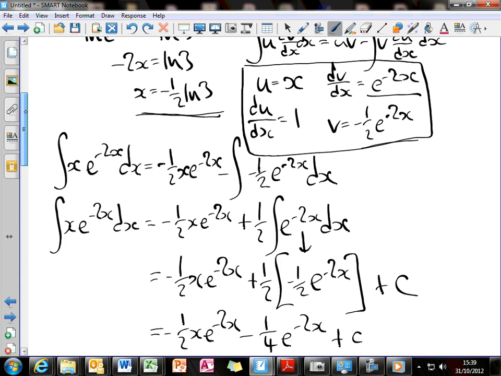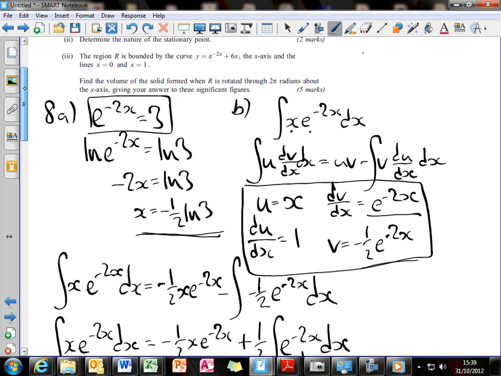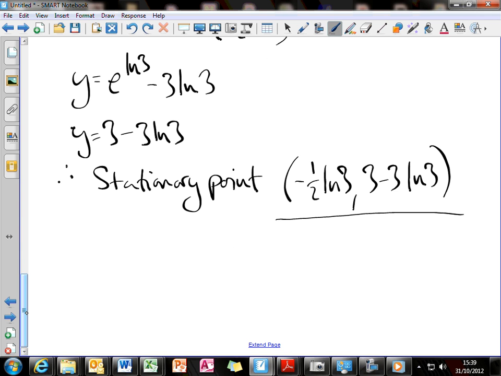Come back up, see what the next question is. Determine the nature of the stationary point. So this is saying, is this a maximum or a minimum? We do this by differentiating a second time and seeing what the value of the second differentiation is at that x value. And if it's positive, if it's above 0, then it's going to be a minimum. And if it's below 0, it's going to be a maximum.